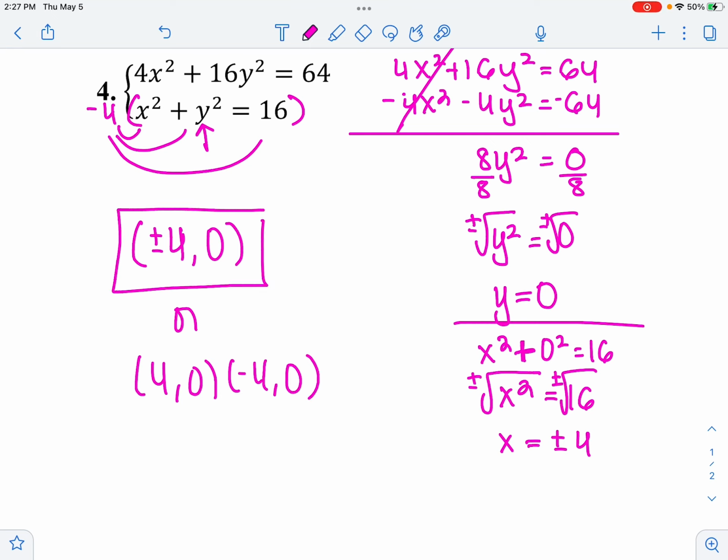All right, that's it for the review on solving systems. You have a homework assignment to do that looks similar to this.